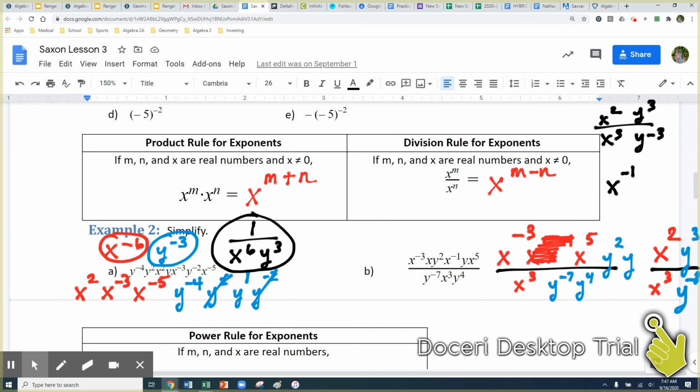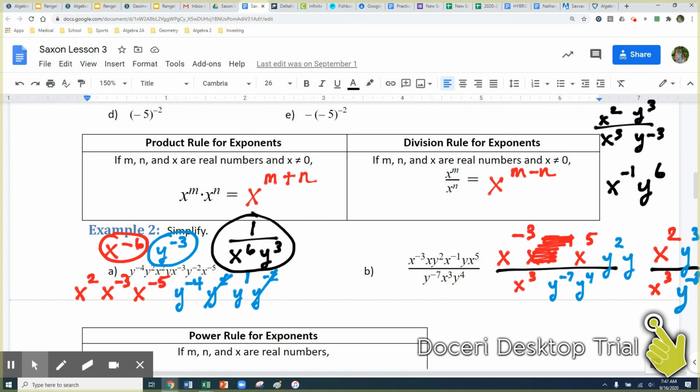Because I'm going to take my numerator minus my denominator. 2 minus 3 is going to give me negative 1. And then I do 3 minus the negative 3, where when you subtract the negative, what are you really actually doing? Adding. So 3 plus 3 is what the y's are going to do. So 3 plus 3 is going to be y to the 6.